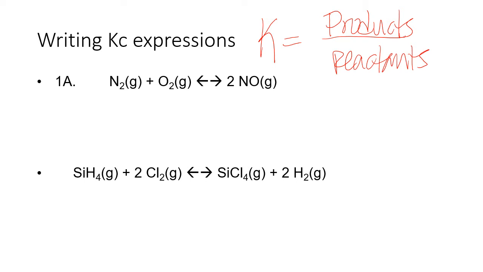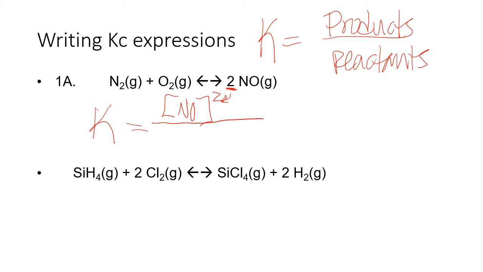So for the given equation where I have nitrogen gas plus oxygen gas to give me nitrogen monoxide, to write the K expression, K is going to be equal to, we're going to put brackets around for concentration. That's what the C stands for, concentration. So I'm going to put NO because it's a product, and I'm going to square that. That square came from this 2 right here.